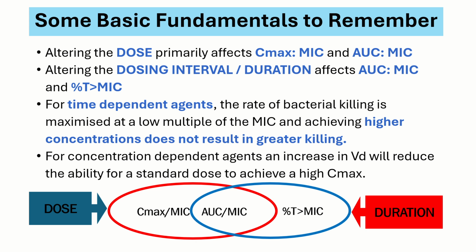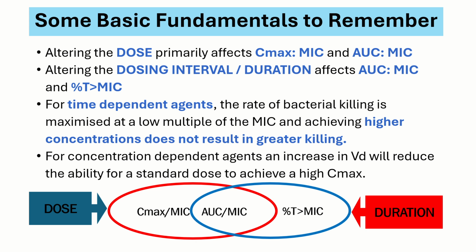So basically for the time dependent antibiotics, the rate of the bacterial killing will be maximized at lower multiple of the MIC but at increased exposure, and therefore achieving higher concentrations will not really result in greater killing. So if you think of giving maybe 2 grams of meropenem over 30 minutes, that is going to be not as effective as giving 1 gram of meropenem over 3 hours.